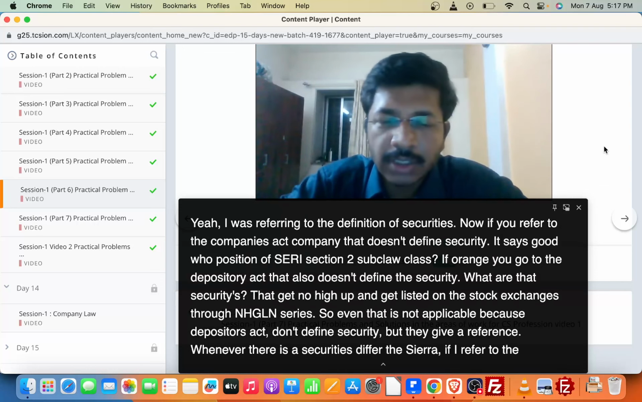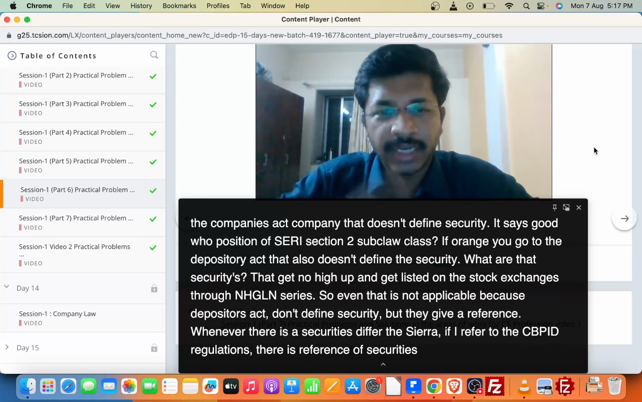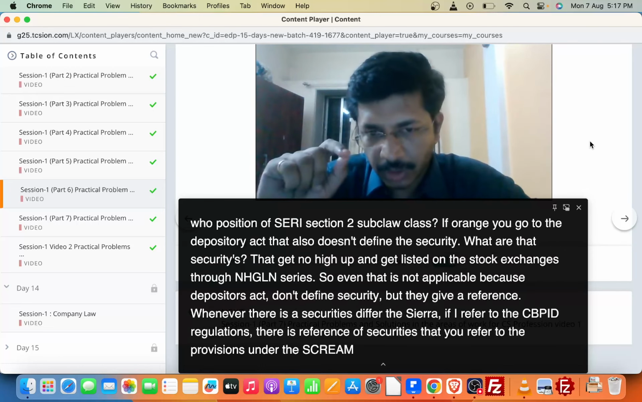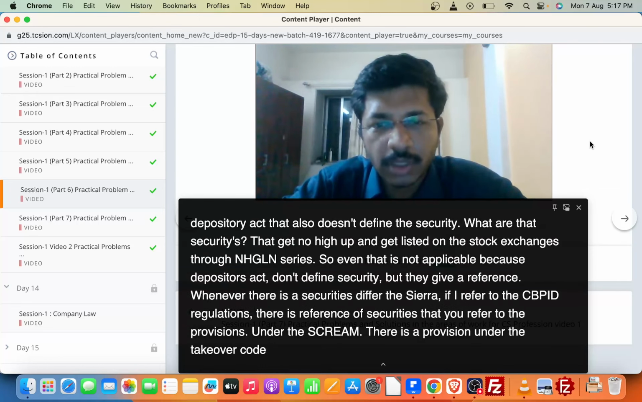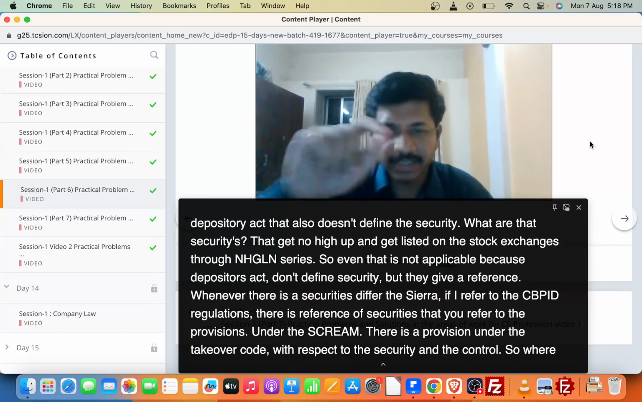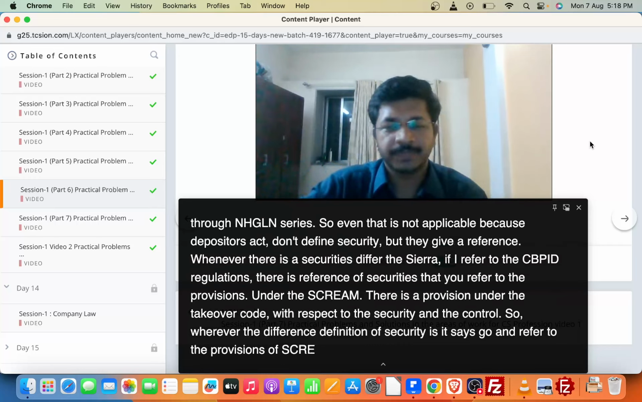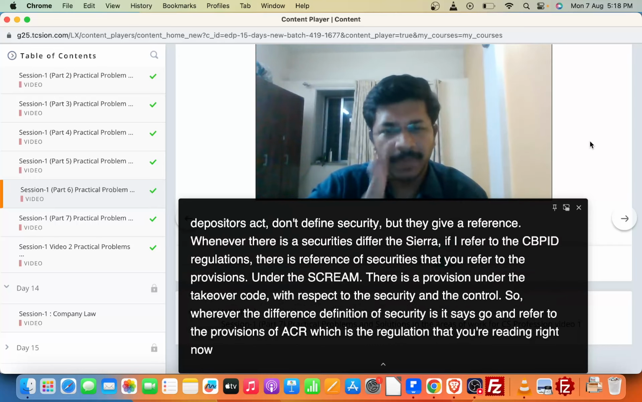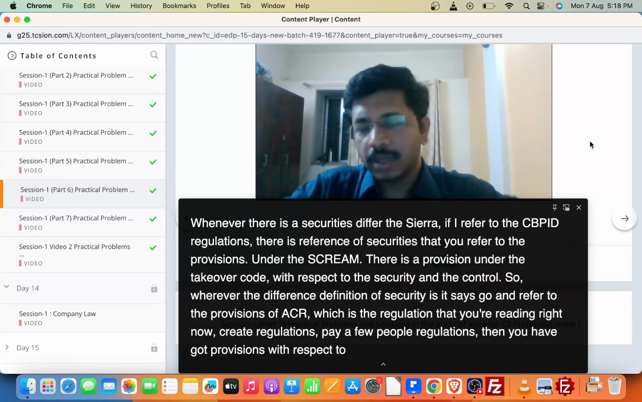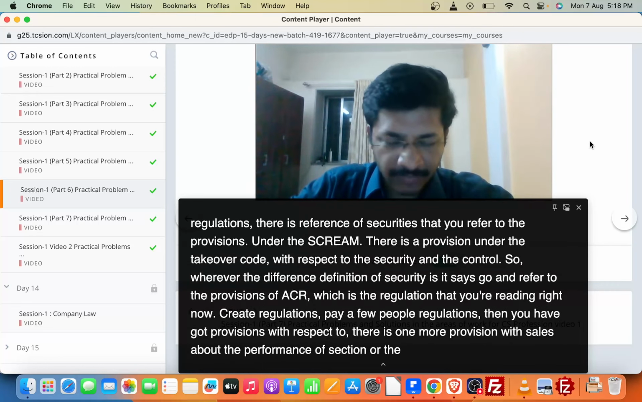If you refer to the SEBI PIT regulations, there is a reference to securities. That refers to the provisions under the SCRA. And there is a provision under the takeover code with respect to securities and control. So wherever there is a definition of securities, it says go and refer to the provisions of SCRA, which is the regulation that you are reading right now. PIT regulations, PFUTP regulations. Then there is one more provision about the definition of securities.